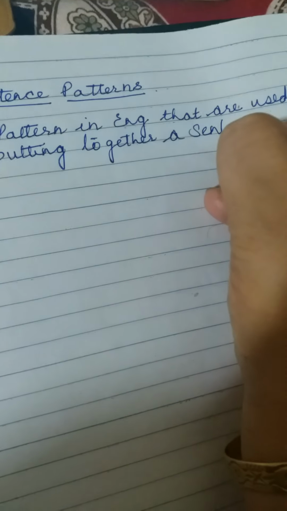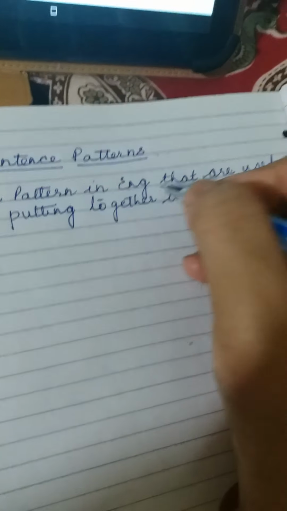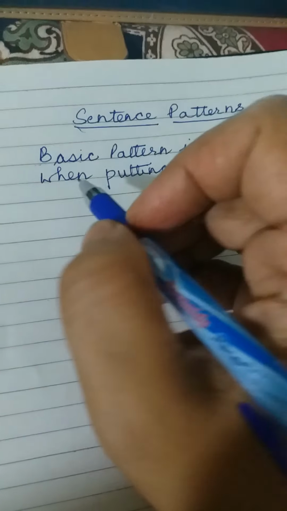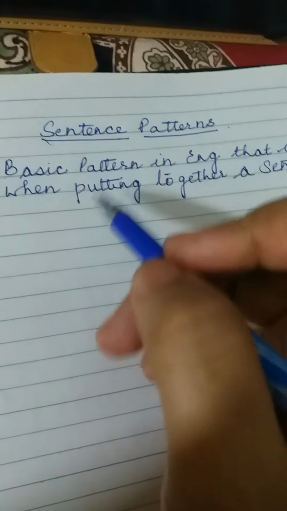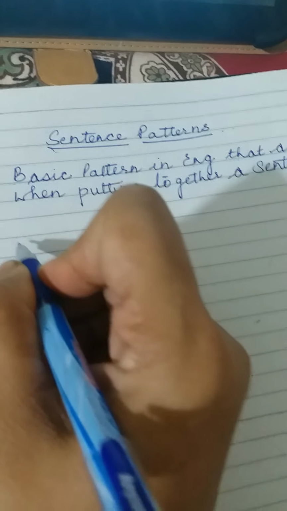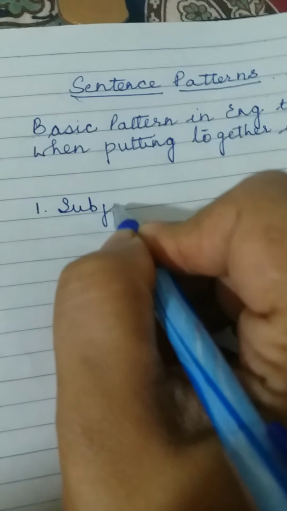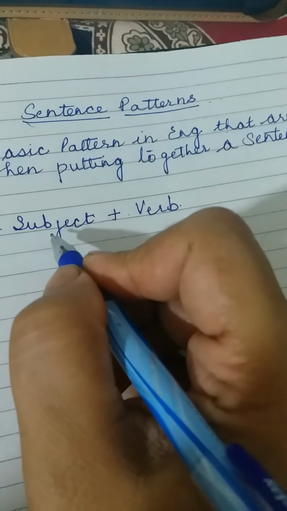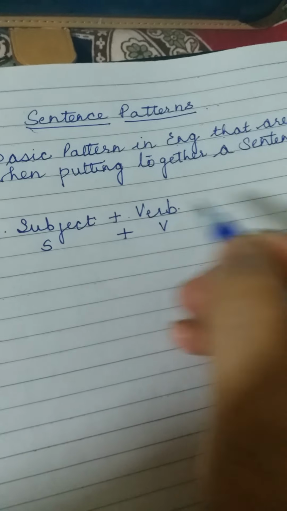What is a sentence? A sentence is a group of words which makes sense. So the basic patterns in English used when putting together a sentence, the first one is subject plus verb. Let's take the short form of that: S plus V.